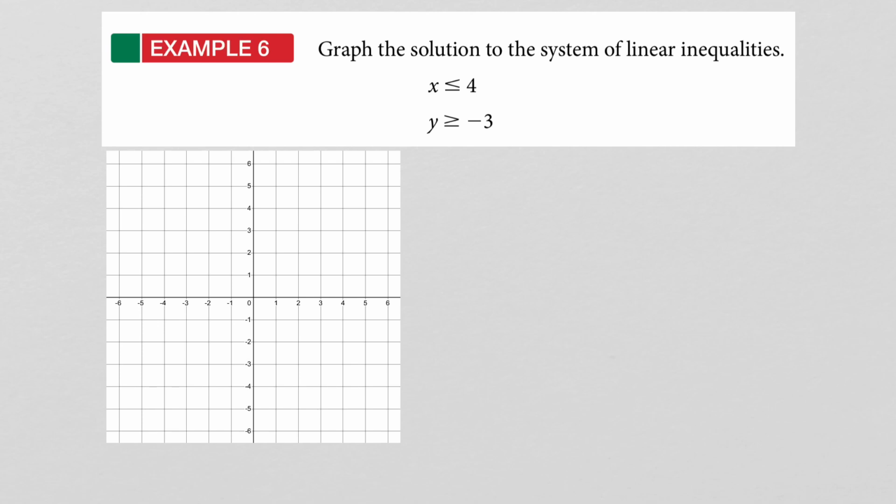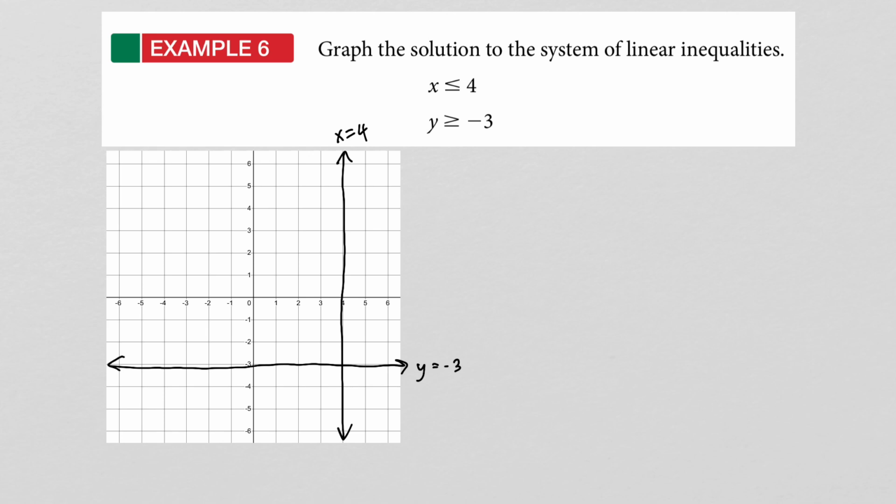Next example, again, this is a little bit of a special example. We have x is less than or equal to 4. So by now we should be able to do this one pretty easily. So here's x equals 4. And we are going to be shading to the left of that line because we want x to be less than 4. And then we have y is greater than or equal to negative 3. So negative 3 is down here. This is y equals negative 3.